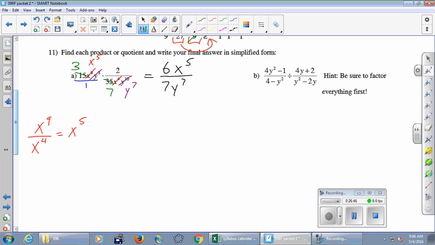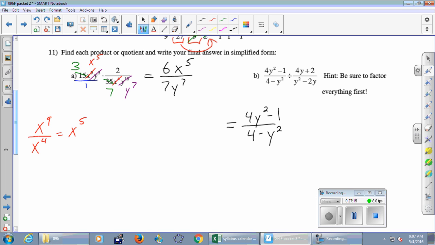Okay, next up is part B. Part B is a division problem. I know there's a hint over here. I'm actually going to ignore my own hint and do the thing that we had set up above. When we see the division of two fractions, what do we do with the first fraction? Leave it. So we're going to copy that first guy. 4y squared minus 1 over 4 minus y squared.